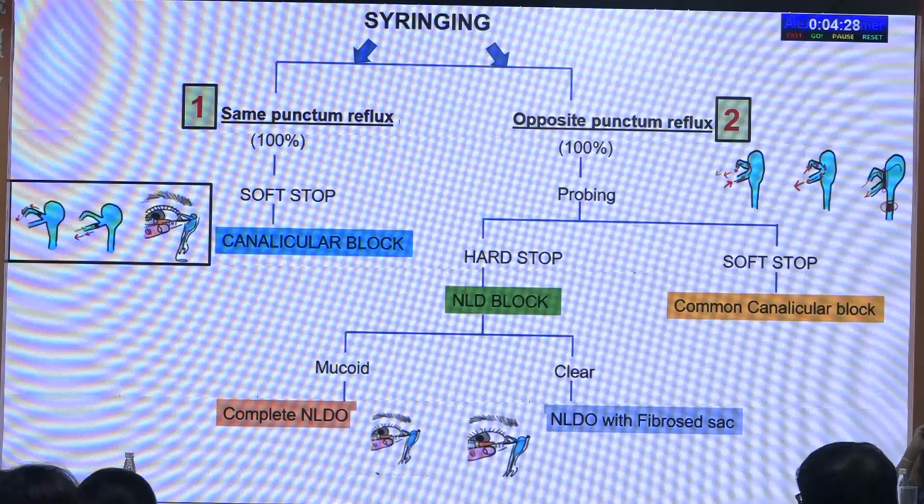And then we have to evaluate the nature of regurgitation, that is, if it is mucoid or clear. If it is mucoid, it is a case of complete NLDO. Then if it is clear, it is a case of NLDO with a fibrosed sac. Now on probing, if we get a soft stop, then it is a case of common canalicular block.